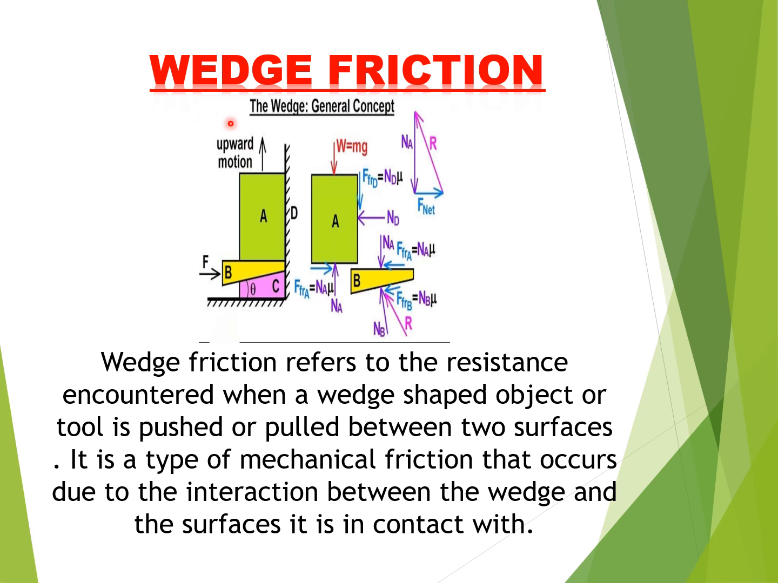Now, what is wedge friction? Wedge friction refers to the resistance encountered when a wedge-shaped object or tool is pushed or pulled between two surfaces. It is a type of mechanical friction that occurs due to the interaction between the wedge and the surfaces it is in contact with. The frictional force between the surfaces in contact plays a significant role in determining the effort required to move the wedge and the object.